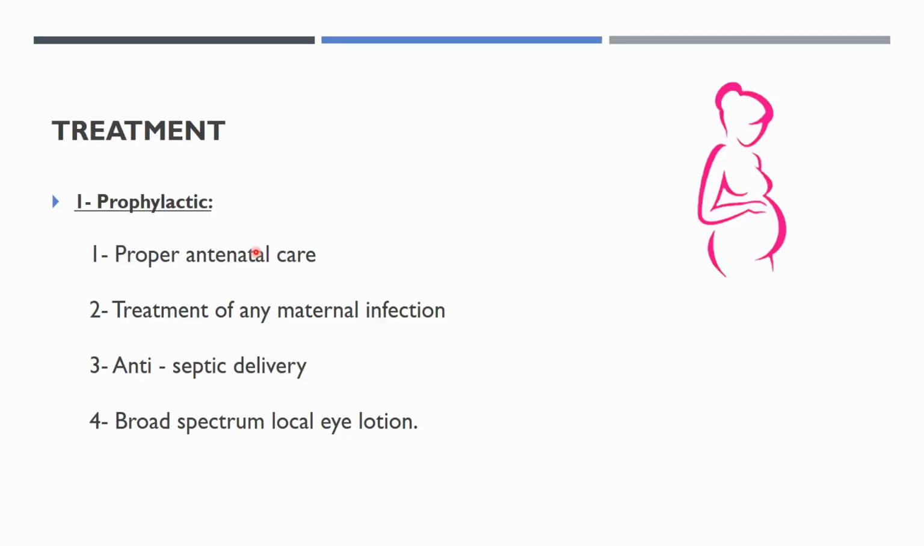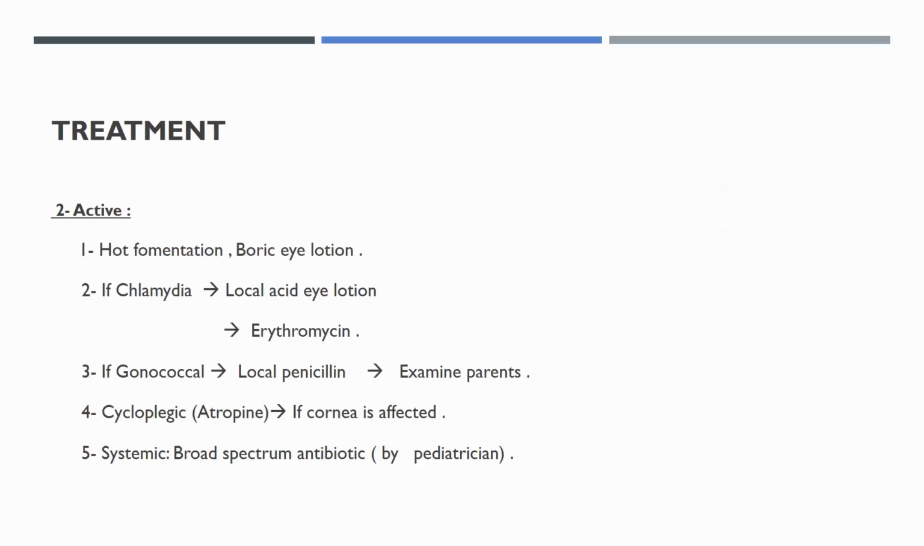What is the treatment? Again, we can start with prophylactic treatment: proper antenatal care, treatment of any maternal infection, antiseptic delivery, and broad spectrum local eye lotion. For the active treatment, we start with hot fomentation and boric acid eye lotion to remove the discharge. For chlamydia, we can use erythromycin. In gonococcal infection, we can use local penicillins. A cycloplegic is used if there is corneal infiltration, and systemic broad spectrum antibiotics can also be used.